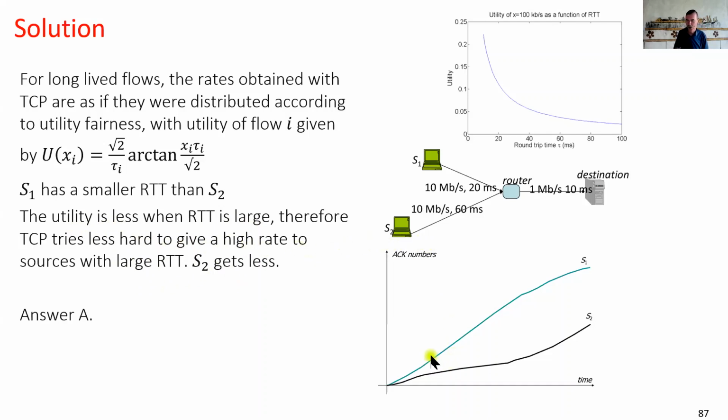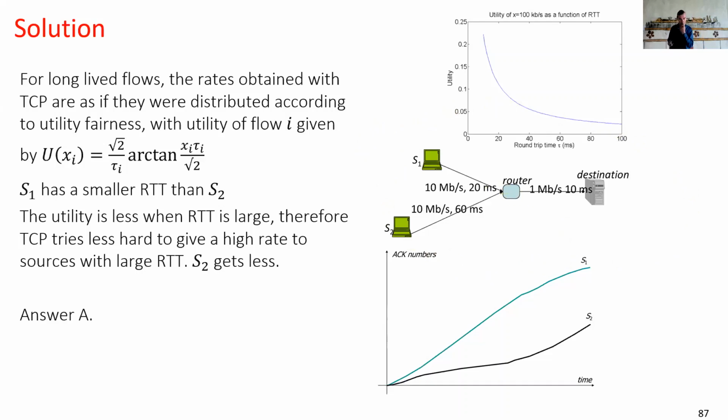S2 will get less. So if we do an experiment here, where we plot as a function of time the bytes that were acknowledged by the source, that's something that we can easily plot with TCP. There are easy tools to do this. So that gives us the total amount of data that has been received, the rate being the slope here. We see that roughly speaking, S1 gets twice as much as S2, right? So that's exactly what happens with TCP.